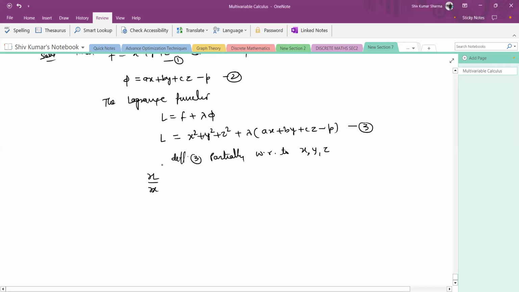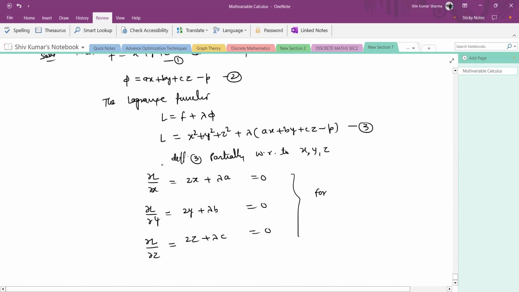So del L upon del x is equal to 2x plus lambda a. We directly put it equal to 0. And the second, del L upon del y is equal to 2y plus lambda b equal to 0. And del L upon del z is equal to 2z plus lambda c is equal to 0, for finding the stationary values.